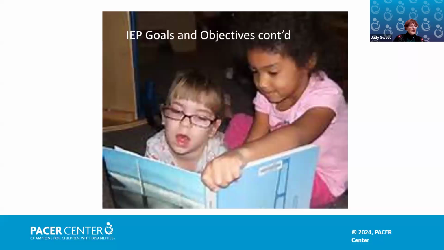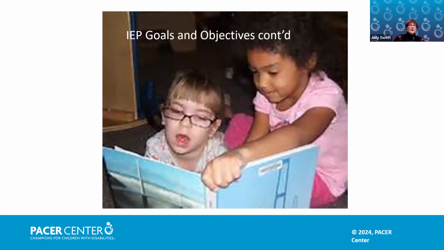functional performance. The team will determine what skills need to be learned or what behavior needs to change so that your child can be involved and make progress in the general education curriculum, and also make progress on their goals and objectives. Whether your child should increase, decrease, or maintain specific skills and behaviors would be found again in those goals and objectives. And then what level of performance should be achieved and how will that be measured?